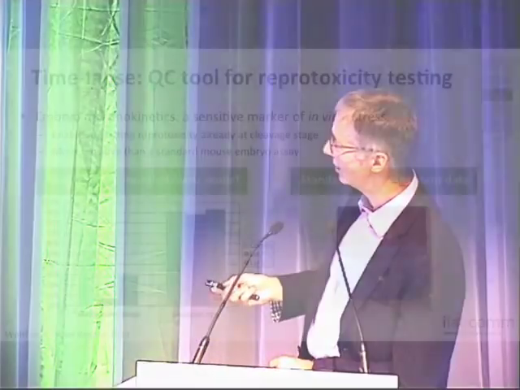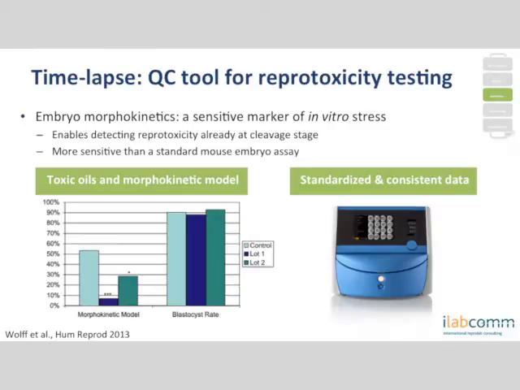If you want to go further on that, quality control is essential. I like this study, which was published by Dean Morbeck's group, where they used time-lapse with an EmbryoScope to show that they could pick up reprotoxicity, which a mouse embryo assay did not pick up, by looking at early morphokinetic markers.